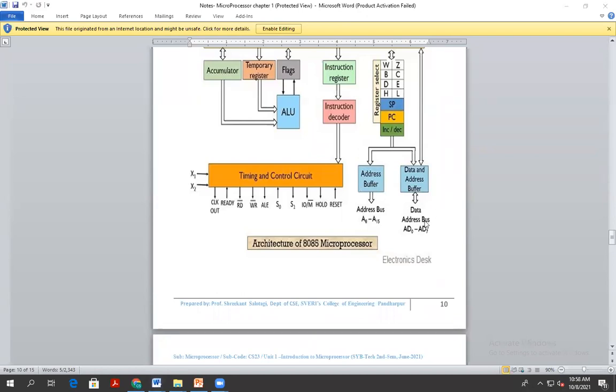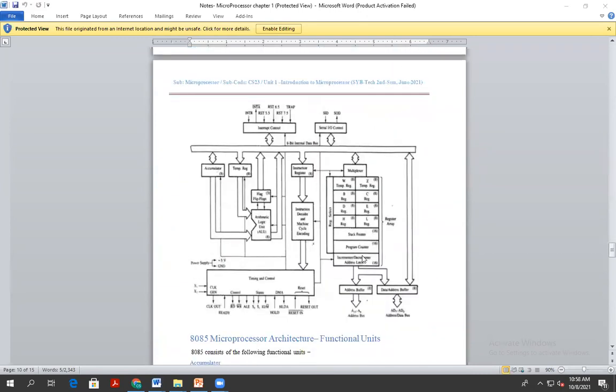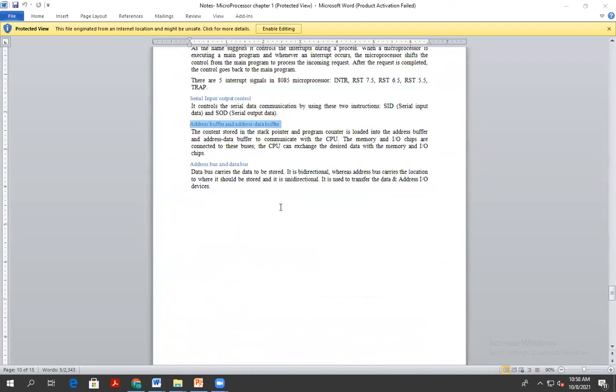And that is the data and address buffers. Here also we have to use all the address lines. These are the address lines, and these are the data lines from AD0 to AD7. These are the data lines we have to use in the architecture of 8085.